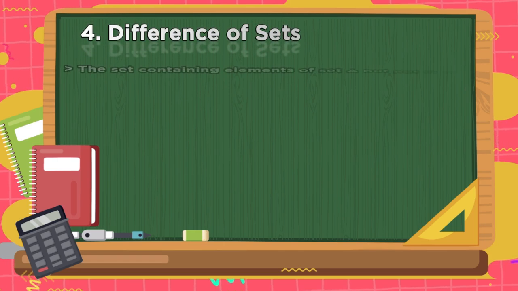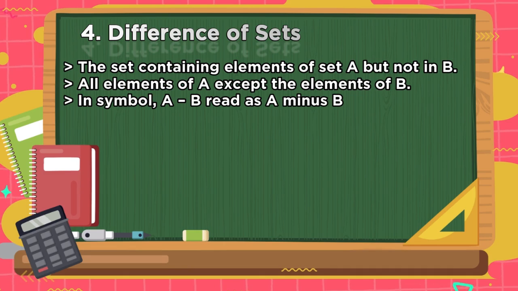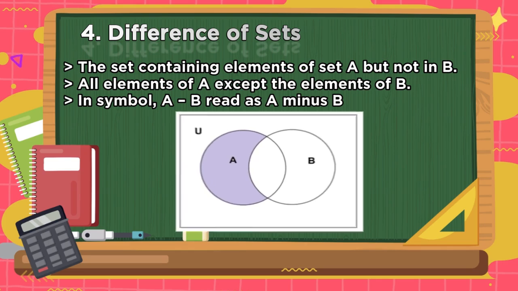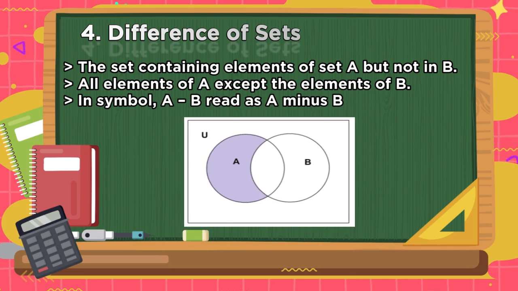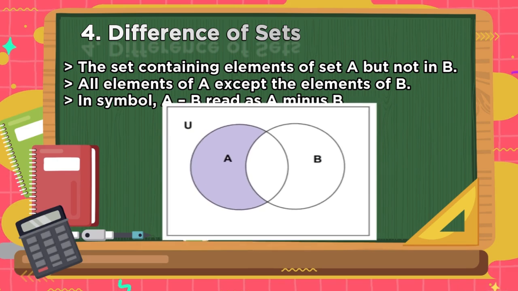The difference of sets is the set containing elements of set A but not in B, or all elements of A except elements of B. In set notation we have A − B, read as A minus B. As you can see in the Venn diagram, the violet shaded region is the difference of set A and set B. So, difference is from subtraction. Ang gagawin natin is tatanggalin natin yung mga elements ng set B na nasa set A. Yung matitira is yun ang answer.